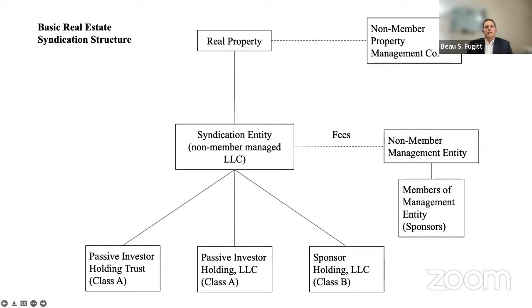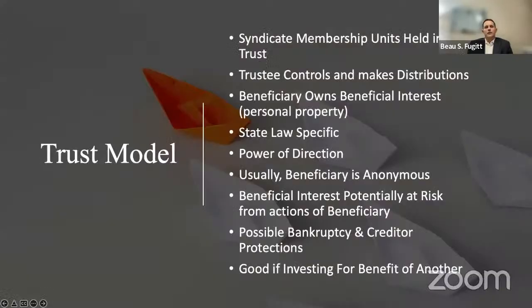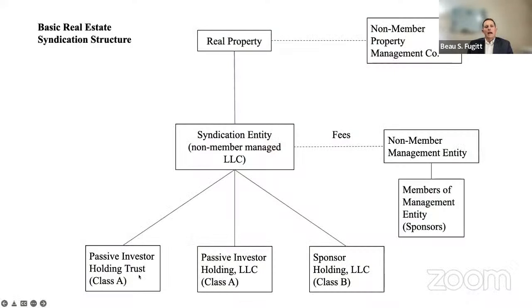Last thing we'll touch on is the actual holding companies, right? These are the investors. So here we've got a passive investor holding in a trust. We've got a passive investor holding in an LLC. And over here, we've got sponsors. Underneath, you'll see I have Class A's, Class B. Again, this is a basic real estate syndication deal where your Class A units or your Class A shares, because that's what we're really holding here is stock in this company or membership units.